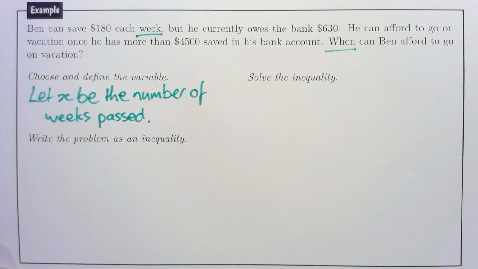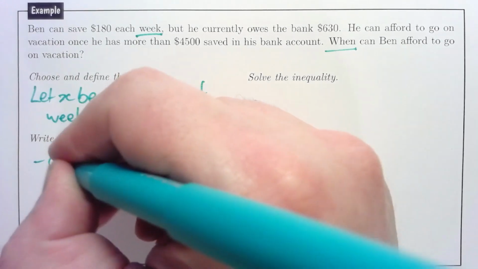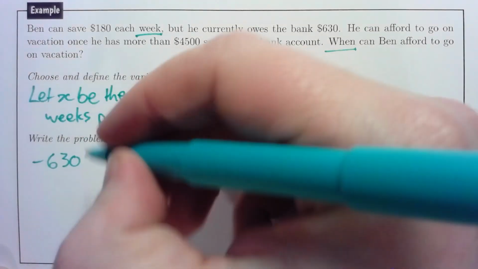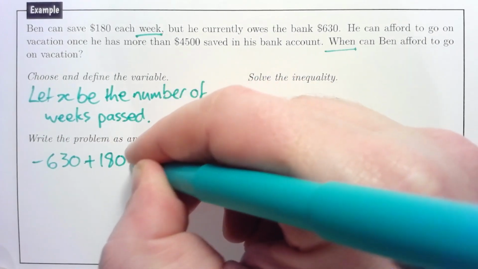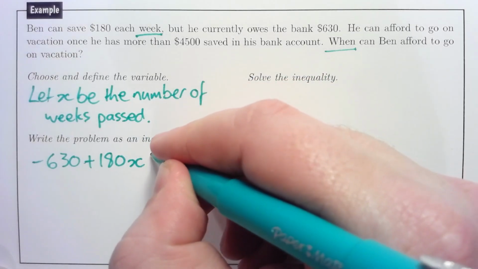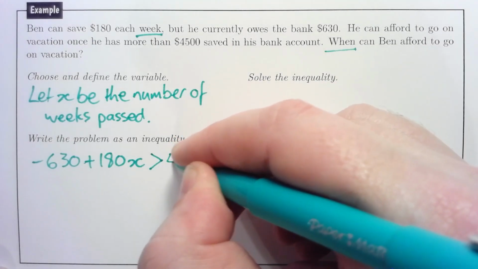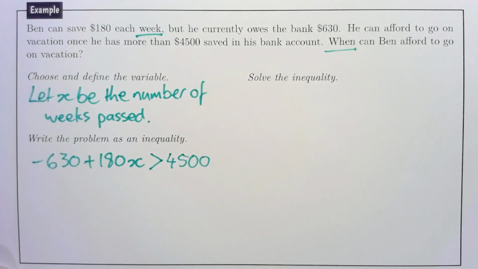Okay, so let's write our inequality. Ben's starting bank balance is negative $630. That's what it means to owe money. He effectively has a negative balance. But he's going to add to that $180 times the number of weeks. And then what we want, well, what Ben wants really, is for this to be greater than 4,500, because that will allow him to go on vacation.